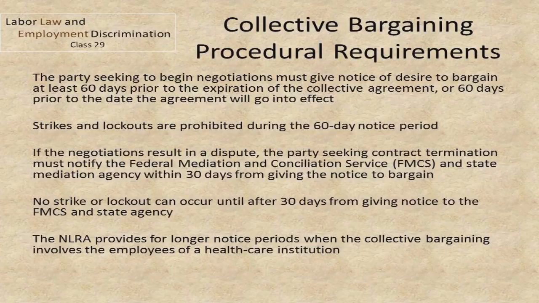And so they have to say, hey, we got an issue here. We're not able to work it out, and so we're going to give you notice of what's going to happen. No strike or lockout can occur until after the 30 days from giving the notice has occurred. And it can actually be longer periods of time in a healthcare institution. For instance, in a healthcare institution, you may have to give 90 days before the expiration of an agreement or before an agreement goes into effect.